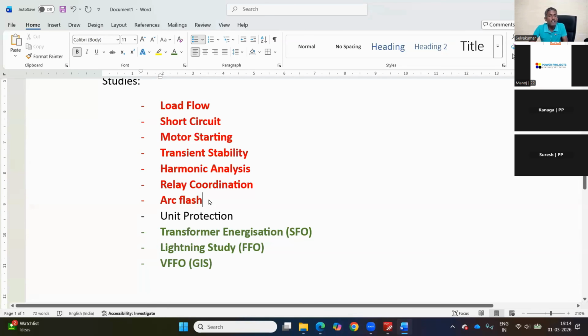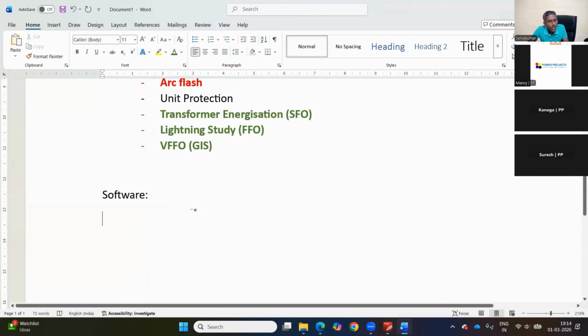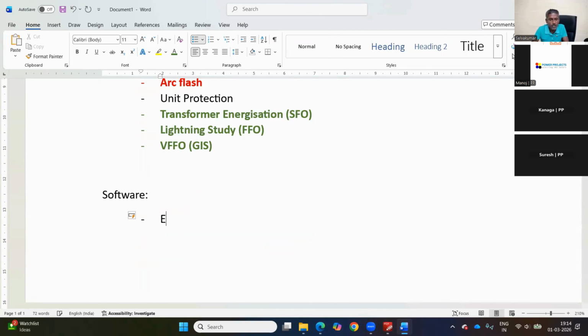So the next obvious question comes: is there any competitive software to ETAP, or is ETAP the only software which can do all the studies? Of course, there are multiple software packages available in the market which can do similar studies.